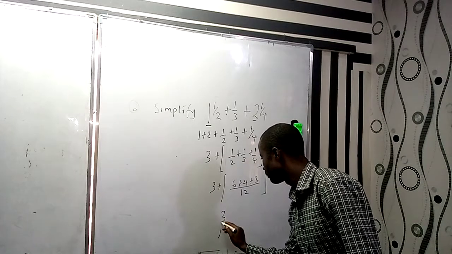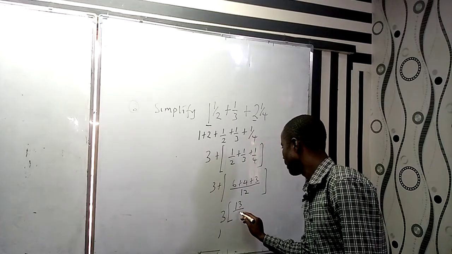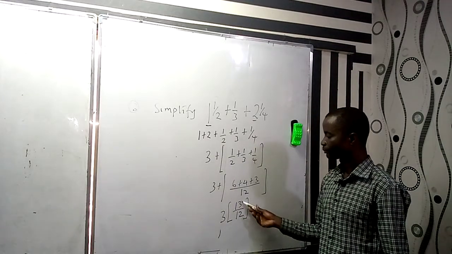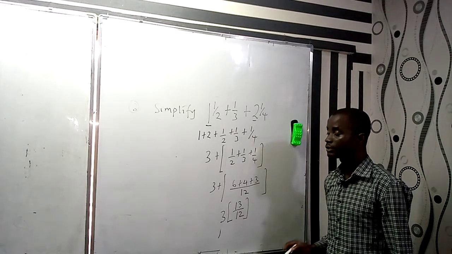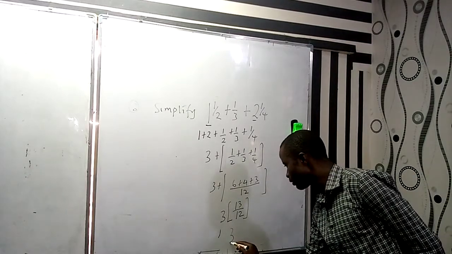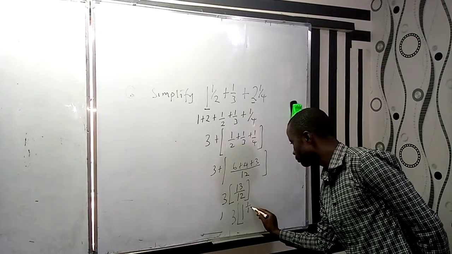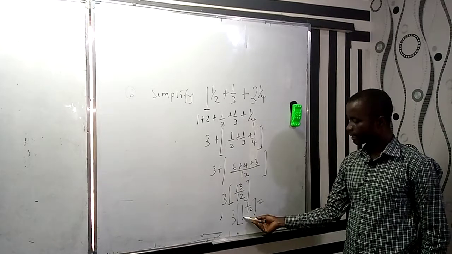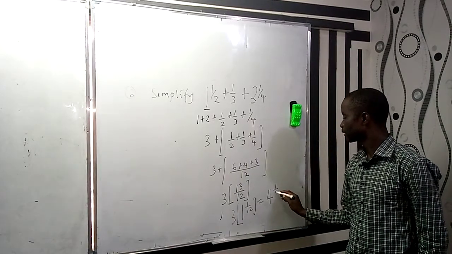Then we have 3 whole number, 13 over 12. But remember, this is an improper fraction. How many times 12 goes in 13 is 1. Remainder 1. That means 3 whole number plus 1 whole number, 1 over 12. Therefore, you can now add 3 plus 1 is 4. That will be 4 whole number, 1 over 12.